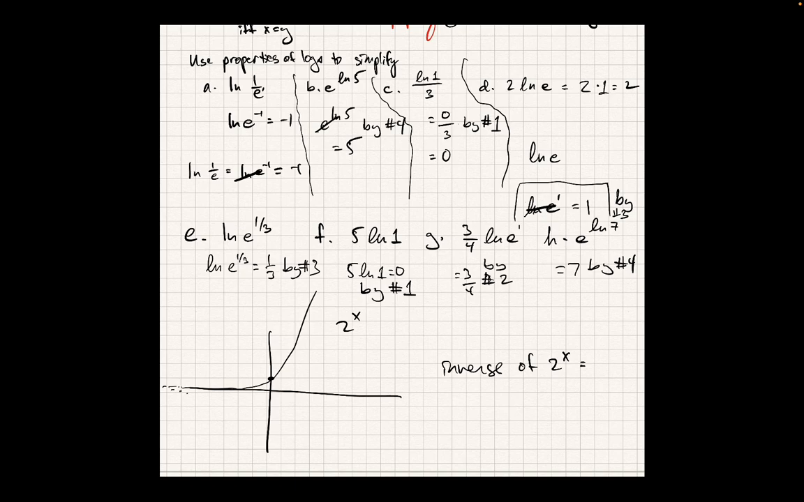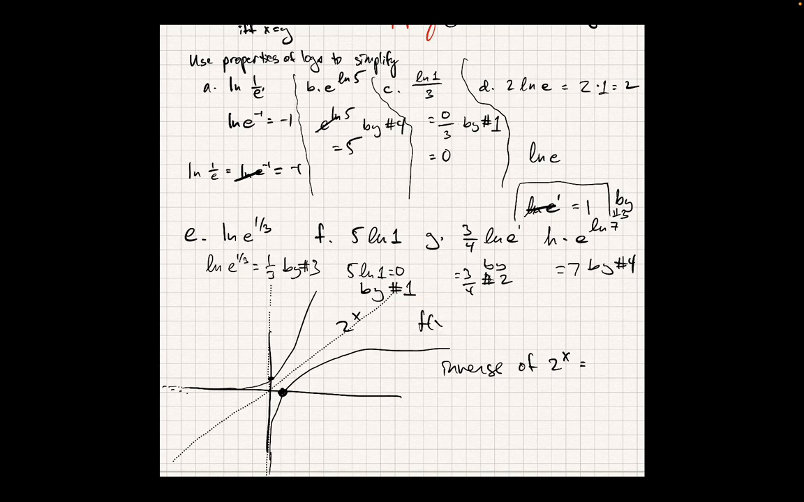And then, what does the inverse look like? Reflected over the line y equals x. And so what would it look like? You have a vertical asymptote now, so the horizontal asymptote gets flipped to a vertical asymptote. And then the actual graph hugs the vertical asymptote, and it goes through 1, 0 instead of 0, 1.